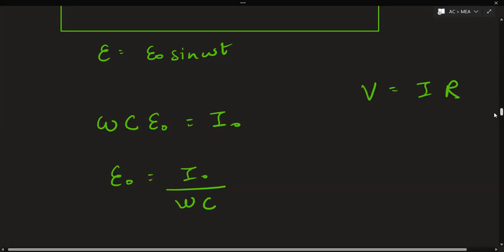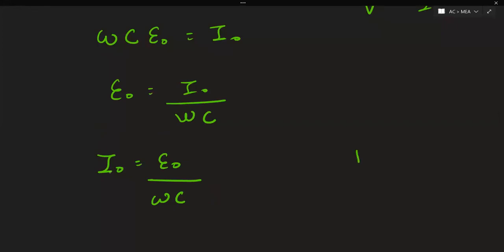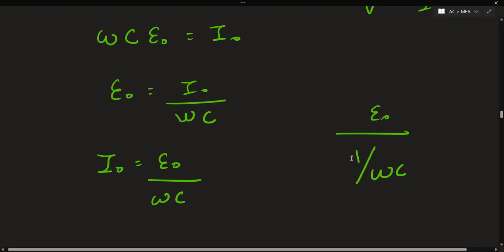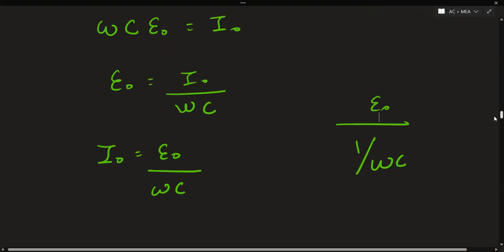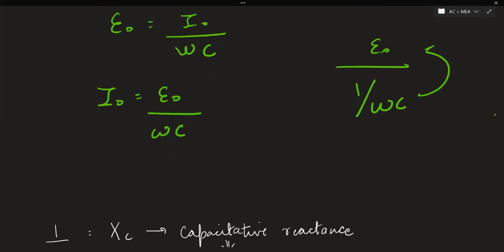Now, if I want to substitute this, I can write this I naught also as E by omega c. Now, if I write this 1 by omega c, what will happen? E naught by 1 by omega c. Omega c will go up and you will have the same value, E naught omega c. No difference. So it means I can write I naught as E naught by 1 by omega c.